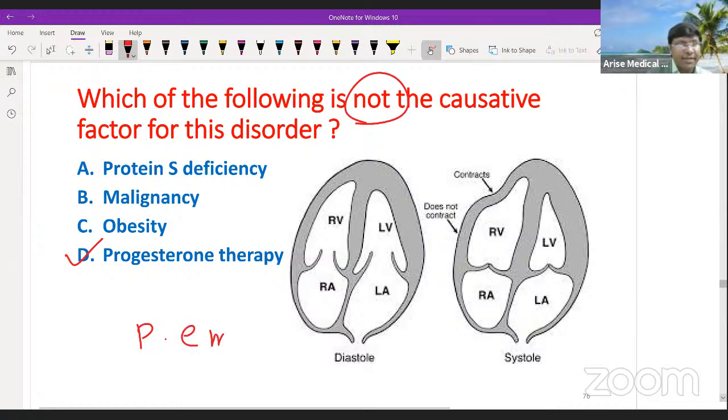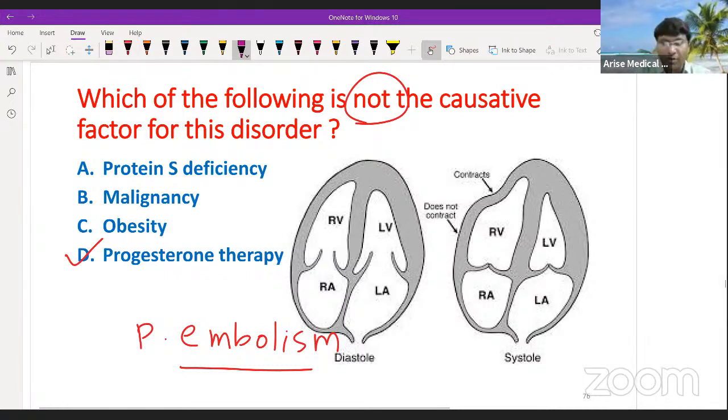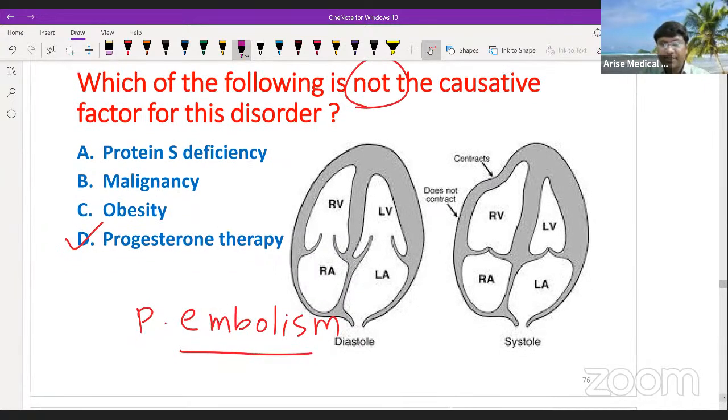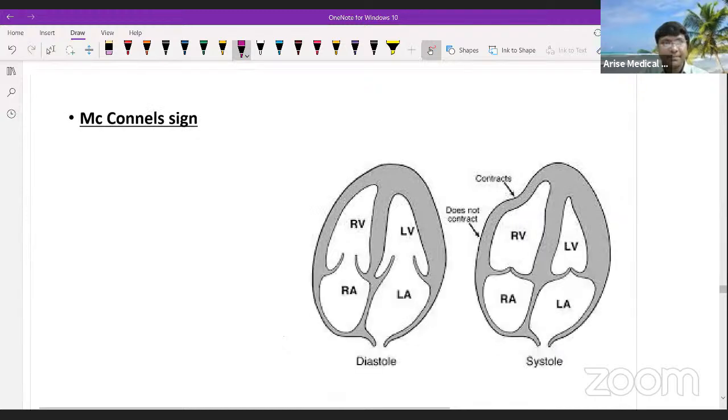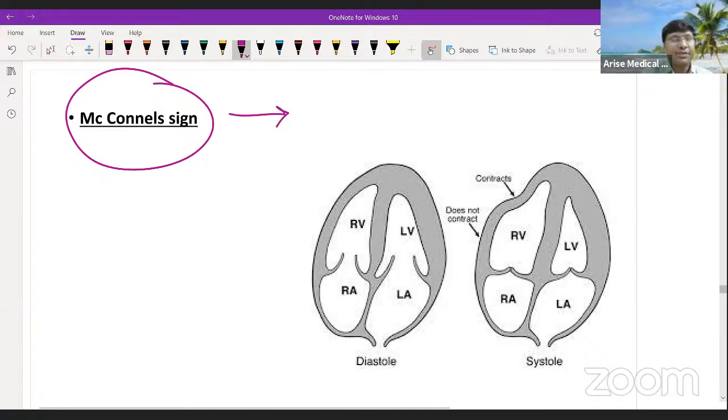Diagnosis is pulmonary embolism. Very good, Samuel Alamatu. And what is the sign shown to you here? It is McConnell sign. The sign which is shown to you is the McConnell sign. Right? So this McConnell sign, where do you observe? You will see this in patients with pulmonary embolism.